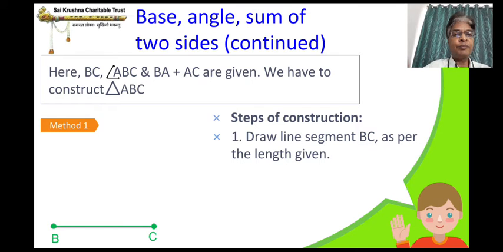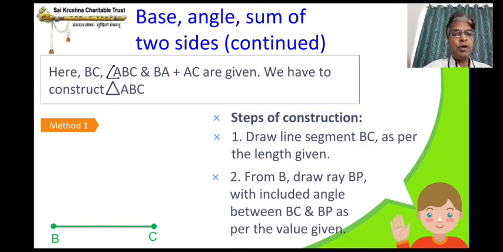That is very important. From B, that is point B, draw ray BP with included angle between BC and BP as per the value given. So one angle base now we have drawn already. There are 3 points given. See, base is given, angle is given, sum of two sides are given. That is BC we have drawn. Now angle ABC we are going to draw. Take this angle ABC, draw ray P and mark it. So now two measurements what is given is done already. Now pause the video, do both these steps and then go to the next page.